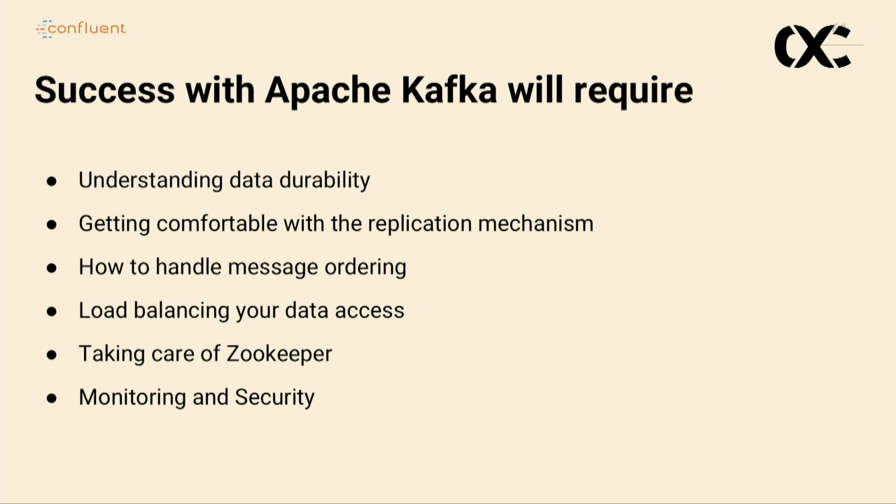How to handle message ordering, okay? Remember, it's per partition. So I need to sort out how to use my keys, how to consume them, commit offsets, etc. Load balance your data access, okay? Remember, the leaders need to be evenly distributed.